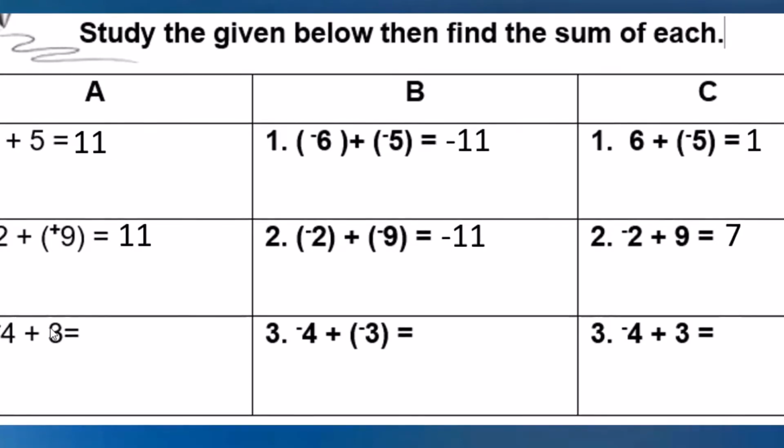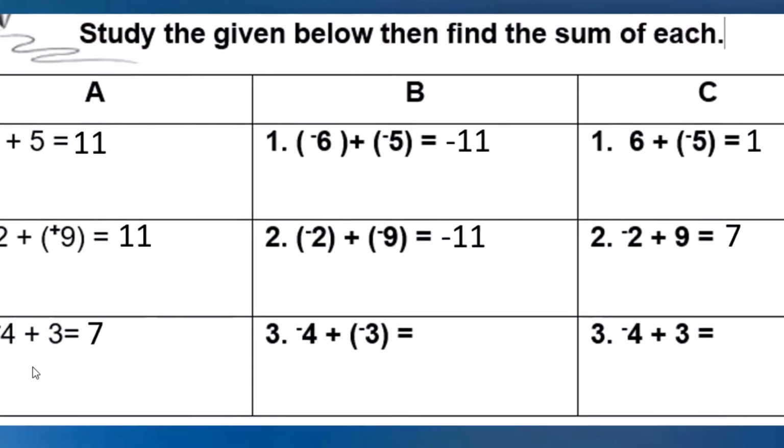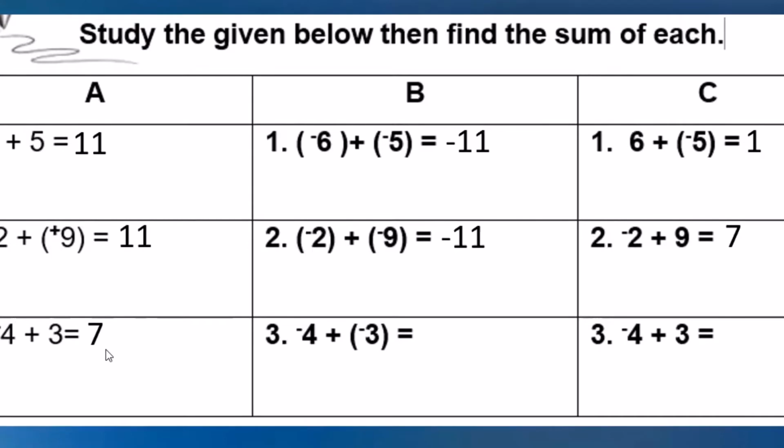Next, number 3, 4 plus 3, how to add simple numbers, it is equal to 7. Or, in terms of chips, may 4 na red chips at may 3 red chips. I-add ang lahat ng red chips, so may total tayong 7.